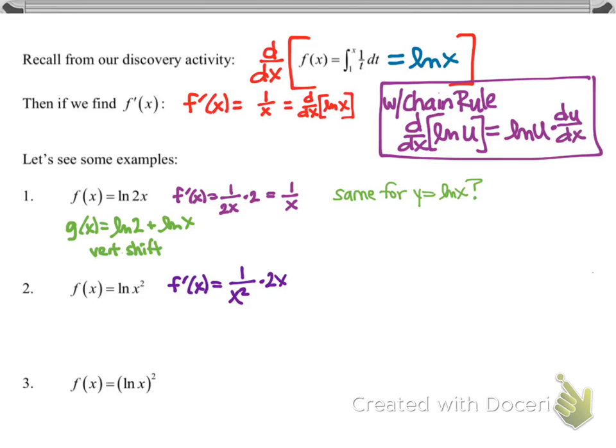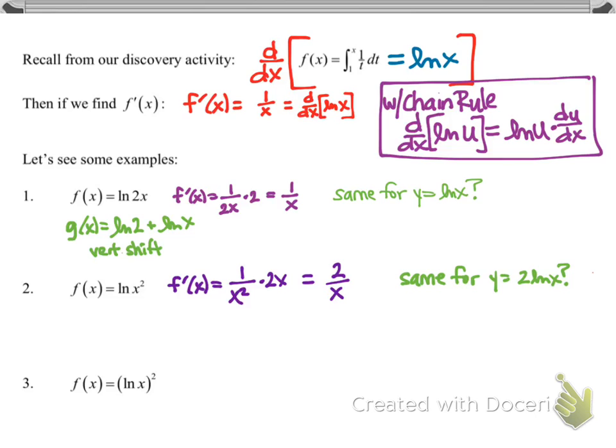On the next one, we've got f of x is equal to the natural log of x squared. If I use the rule, it's just 1 over x squared times 2x, so 1 over u times the derivative of u with respect to x. And then, of course, that can be simplified to 2 over x. But now I'm looking at this one and curious that it looks like that would be the same for y is equal to 2 times the natural log of x, because it's just 2 times 1 over x.